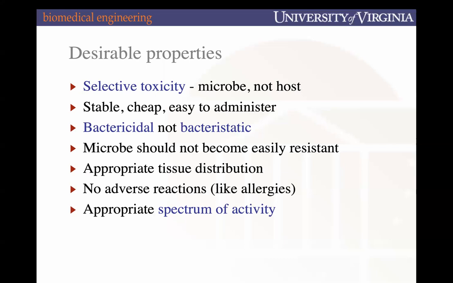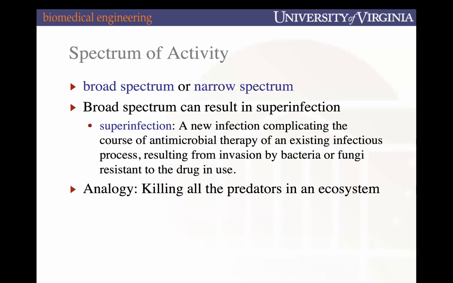It should not become easily resistant to the drug you're developing. And so if it's bactericidal, it won't be resistant. We want there to be appropriate distribution. If you have a bug in your GI, taking the antimicrobial orally would make sense. If you have a UTI, an oral delivery would not be ideal, probably. We want there to be no adverse reactions like allergies, which is a huge concern for antimicrobials. And we want there to be an appropriate spectrum of activity. And that spectrum of activity typically refers to what it acts upon. And we're going to talk a little bit more about that now.